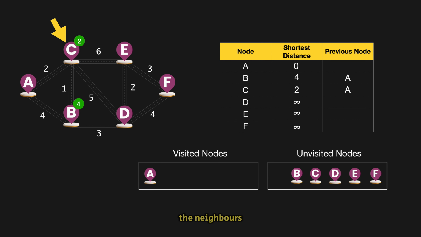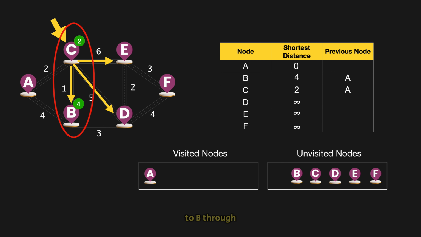Now, we check all the neighbors of node C, which are node B, node D, and node E. First, we check the distance from A to B through C. This distance is 3. That's 2 from A to C plus 1 from C to B. Since 3 is shorter than the distance of 4 we had before, we update the table and set C as the previous node for B.